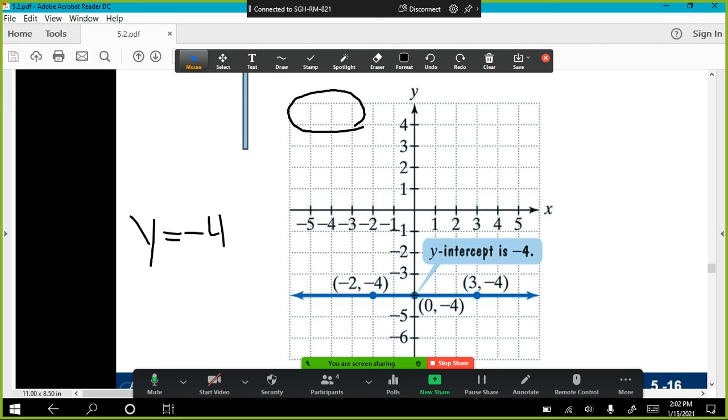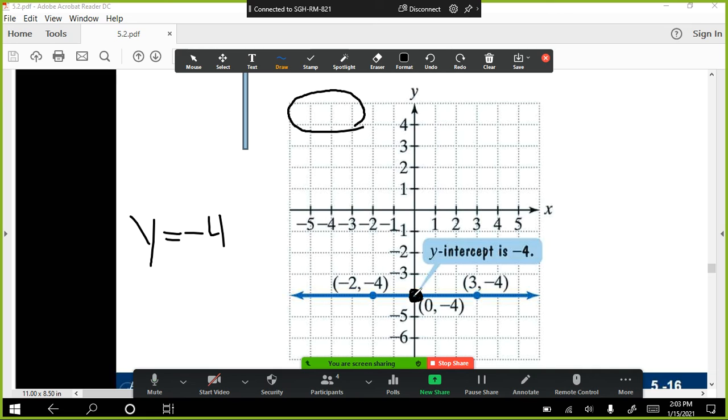So the variable that's there tells you what axis it crosses through. That's how I always remember that y equals negative 4 is horizontal, because it crosses through the axis at negative 4. This is negative 4 right here. Here's negative 4. So I know that's going to be a horizontal line that crosses through that.